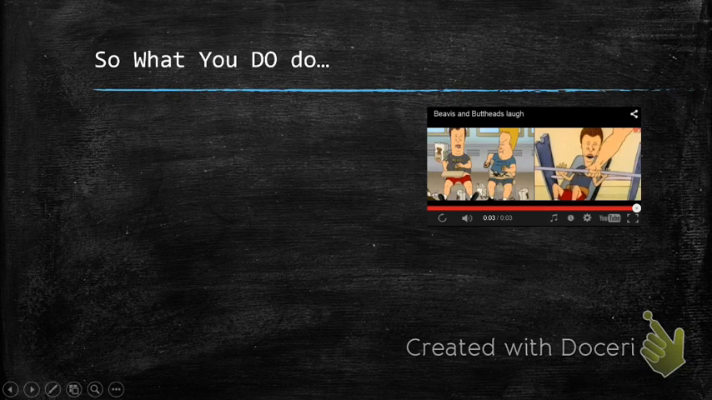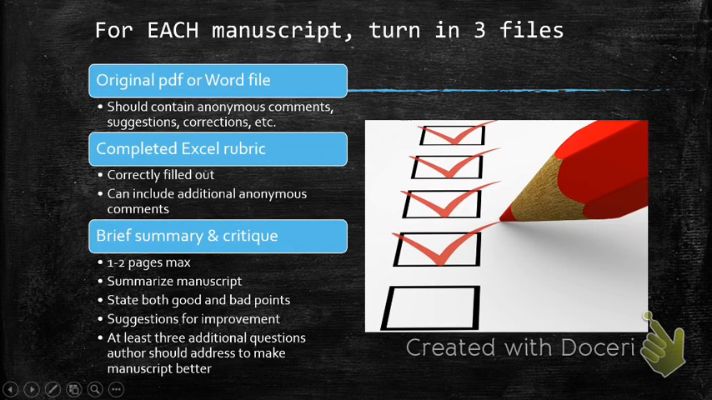So what you do, what you are expected to turn in, is that for every manuscript that you peer review, you need to turn in 3 files. First, you're going to turn in that original PDF or Word file. You may want to save it as something else, of course. And it's going to contain your anonymous comments, suggestions, corrections. You're going to turn in the Excel rubric. Make sure it's correctly filled out. You can include any additional anonymous comments.